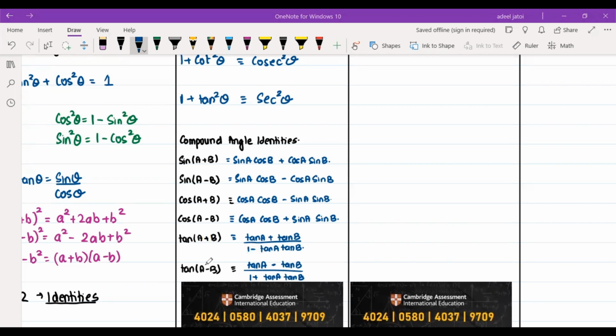If it is A minus B, tan A minus, obviously it will be tan B. Since we have minus here, minus in the numerator, plus in the denominator, then we have 1 plus tan A tan B. That means both of these are exactly the same, but the only difference is because of the sign. If it is positive, positive in the sine. If it is negative, negative in the sine. If it is positive, it will be negative in the cos. If it is negative, it will be positive in the cos. If it is positive in the tan, it will be positive in the numerator, negative in the denominator. If it is negative, negative in the numerator and positive in the denominator.